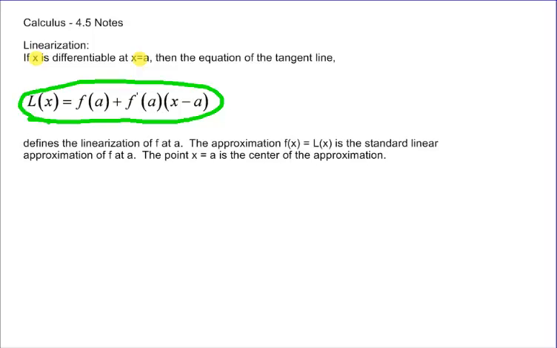The linearization L of x equals f of a plus f prime of a times x minus a, and this defines the linearization of f at a. The approximation f of x equals L of x is a standard linear approximation of f at a. The point x equals a is the center of the approximation. That's how we're going to set up our first problem. This looks really weird, but basically we're looking for a derivative at a specific point.